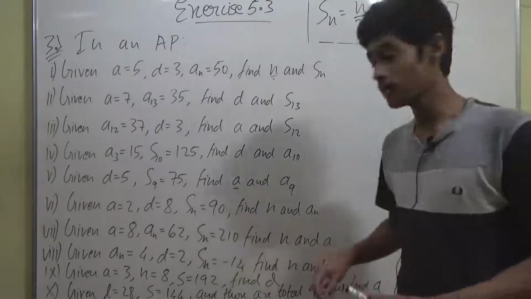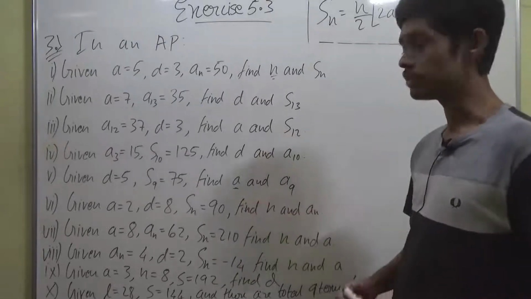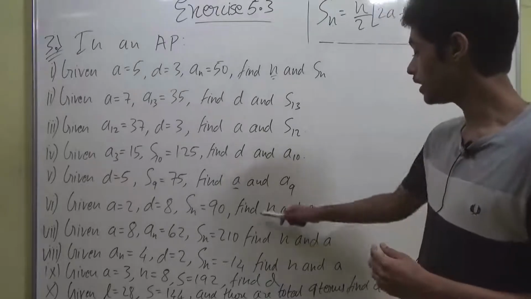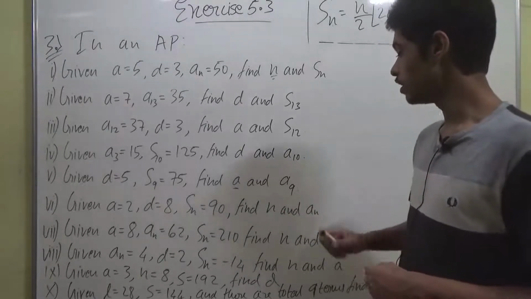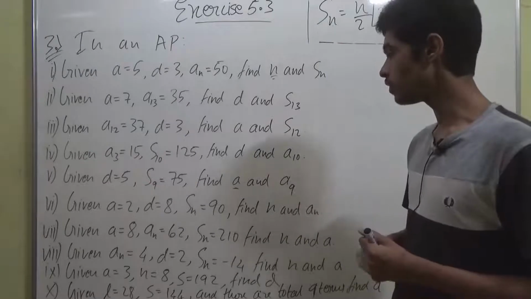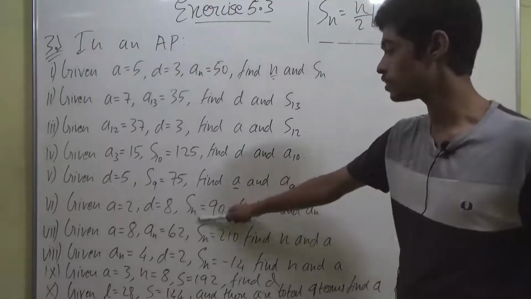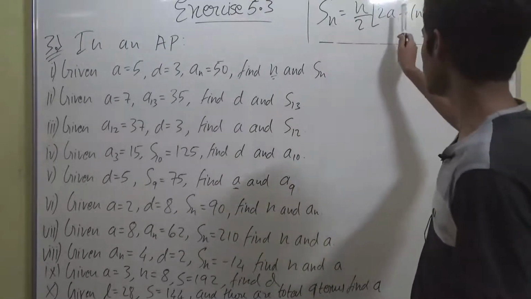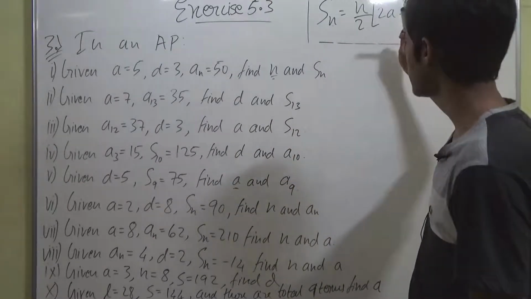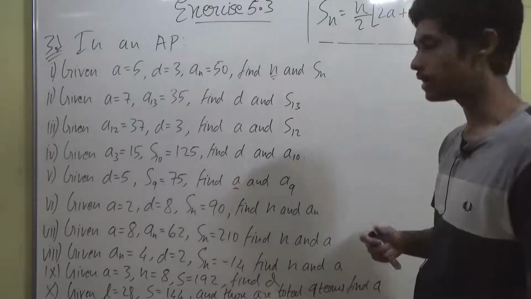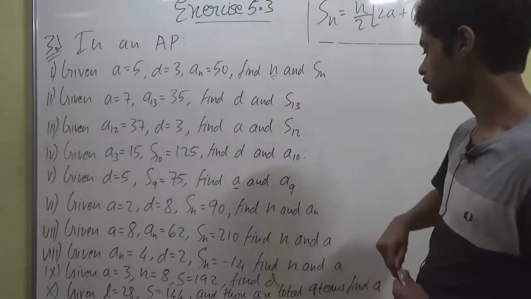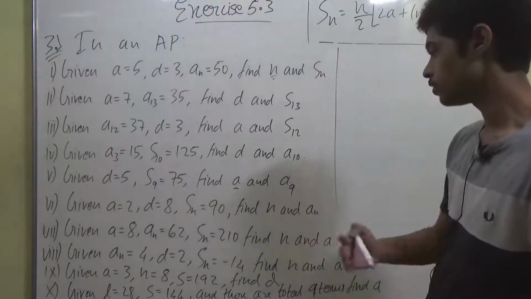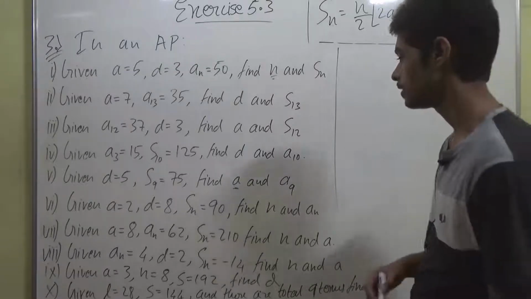Okay guys, now let's go to the sub question number 6, which says A equal to 2, D equal to 8, S of n equal to 90, find n and An. Getting it guys? So we have to first find n. To find n, we'll first use this formula guys. So they have given us S of n, they have given us A, they have given us D. If you put the values of S of n, A and D into this equation, we'll automatically get the value of n. Right guys? First find n and then we'll find A of n. So let's go ahead.